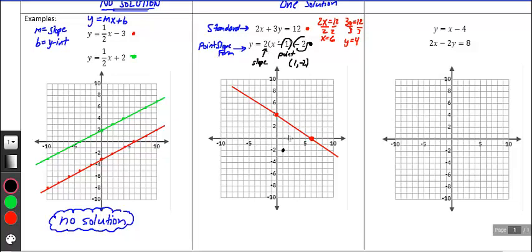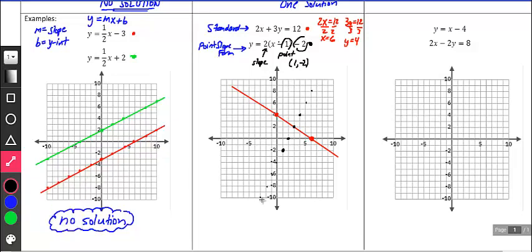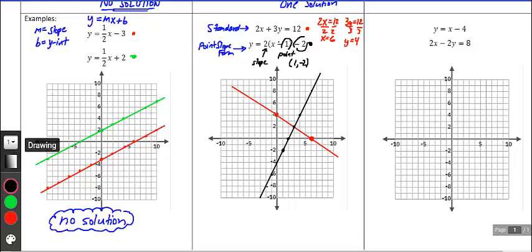So up 2 over 1, up 2 over 1. Looks like we found our intersection there. Up 2 over 1. I'm just going to keep going. There we go. And we will draw that one in. And you'll notice that when these intersected, it looks like it intersects at a nice point. Sometimes with graphs, we're not too sure, right? Graphs, they're not always exact.